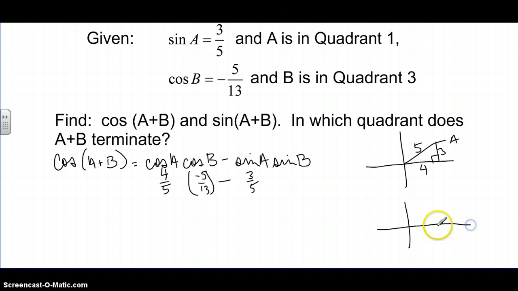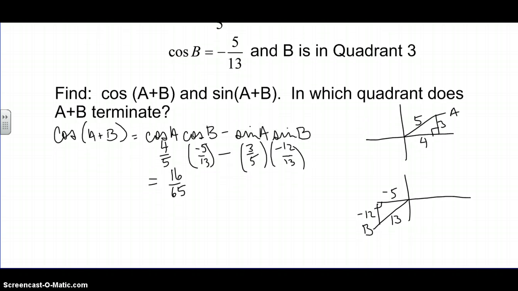I'm also going to draw in my angle B. My angle B is in quadrant 3. And this must be 5 because that's my adjacent, and this is 13. So the opposite using the Pythagorean theorem is going to be 12, and it's going to be negative because it's in quadrant 3. So now I can substitute in that the sine of B is negative 12 over 13. And you can simplify this to 16 over 65.